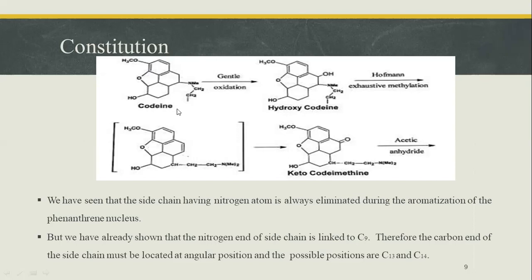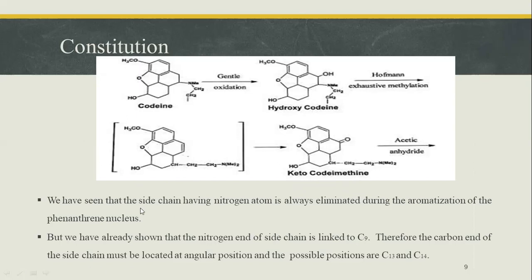So if this is the structure of codeine, this on oxidation gives hydroxycodeine. So this carbon at the 10th position is free. So here we'll get the formation of the hydroxy. This on Hofmann exhaustive methylation, where the heterocyclic ring will be broken, we'll get the product. This on further reaction gives ketocodimethine. This on treating with acetic anhydride gives the further products.